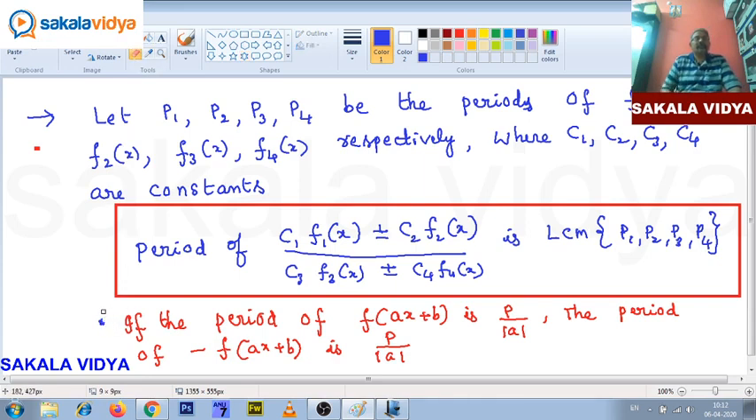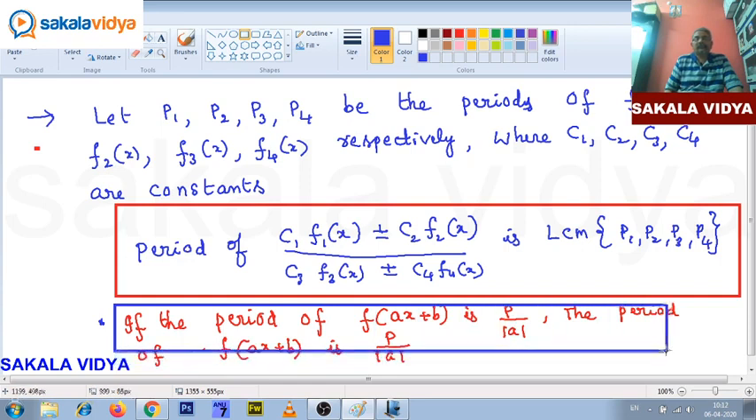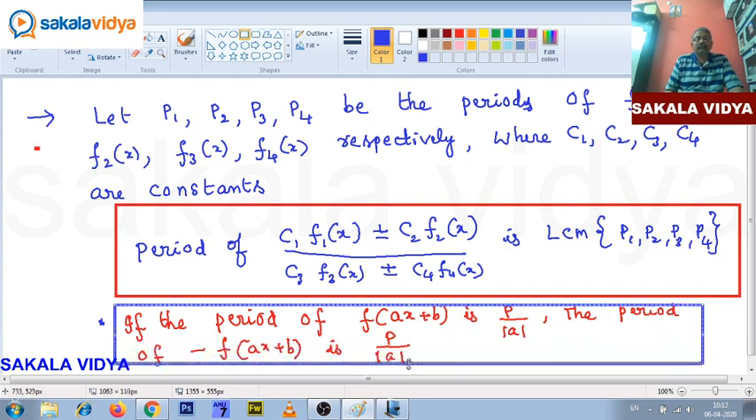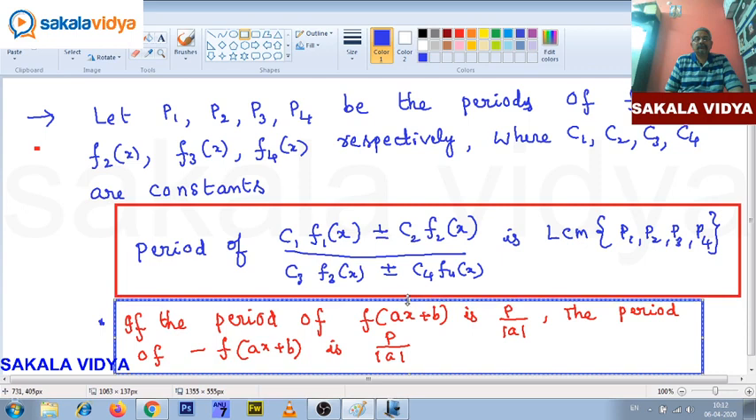So, this is the important point. Okay, you remember these points. If the period of f of ax plus b is p by mod a, the period of minus f of ax plus b is also the same, it remains the same, it will not change. So, one more thing you need to remember.